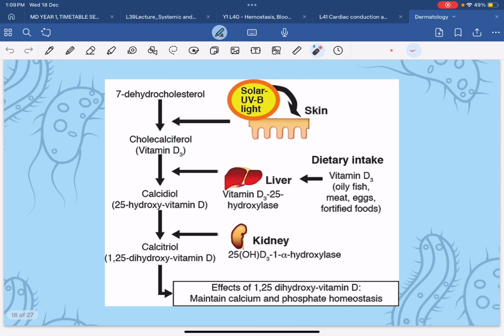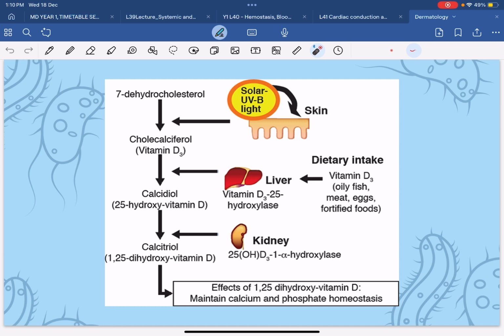So here I have a clear image and a simple pathway about this vitamin. It is vitamin D. So the first step is that the skin absorbs sunlight. So that's the 7-dehydrocholesterol converted into cholecalciferol, which is vitamin D in its inactive form.